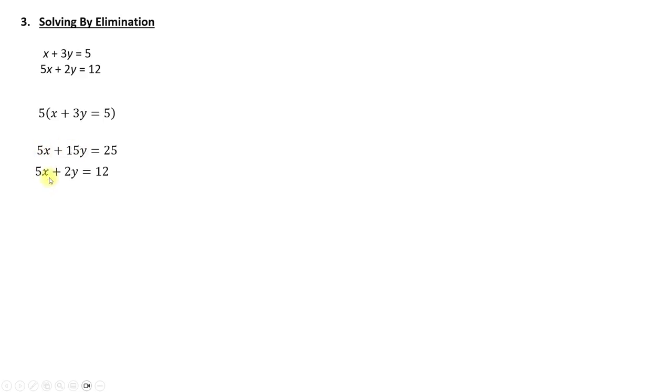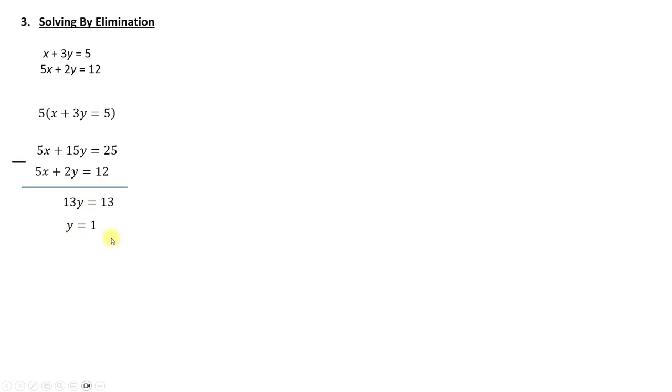Now we can use that second equation. We have similar x terms, so by subtracting, we can get rid of our x terms. 5x minus 5x is 0x. 15y minus 2y equals 13y. 25 minus 12 equals 13. We can solve for y, and we get a value of 1.